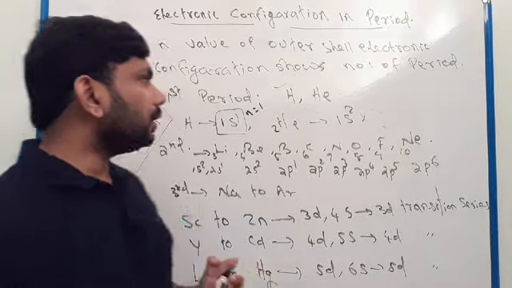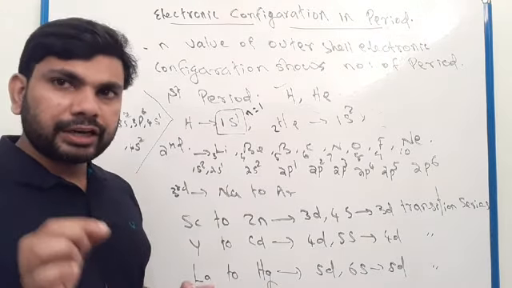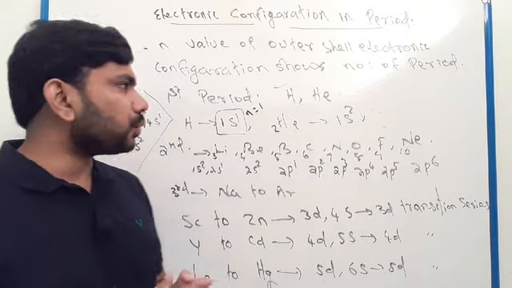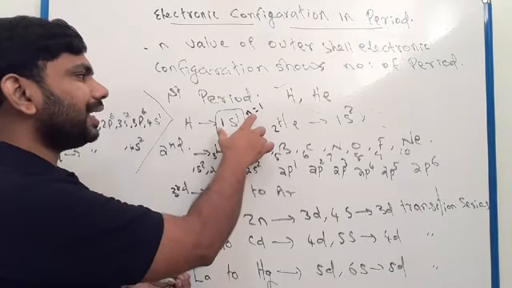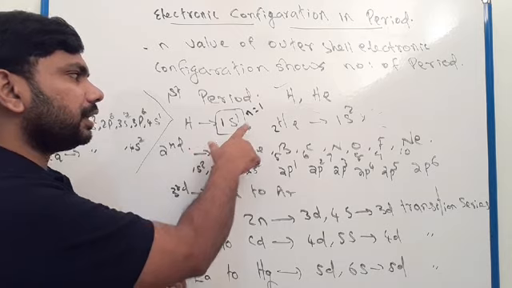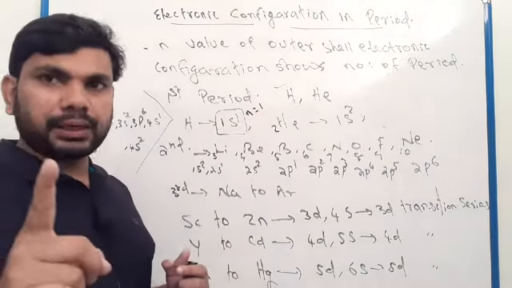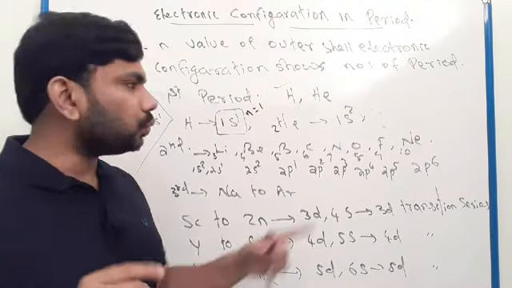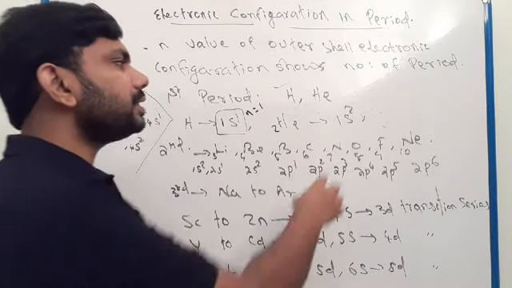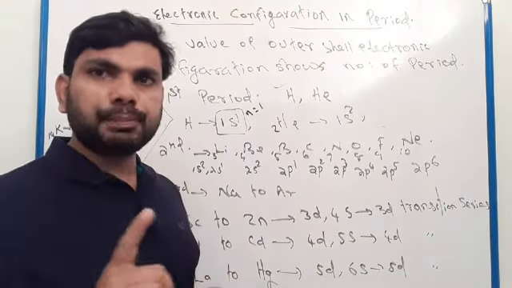It means we know in the first period there are two elements, hydrogen and helium. Hydrogen, atomic number 1, is 1s1. So here n is equal to 1, so it will be the first period. Helium, atomic number 2, is 1s2. Also here n is equal to 1, so helium is also in the first period.